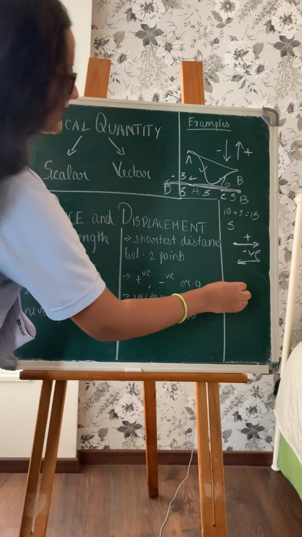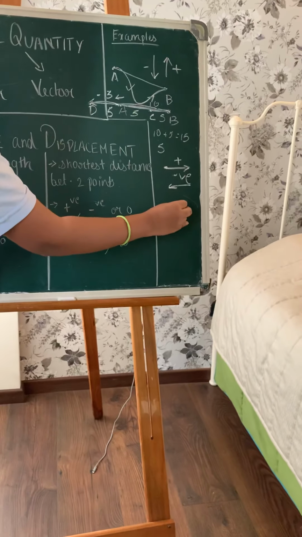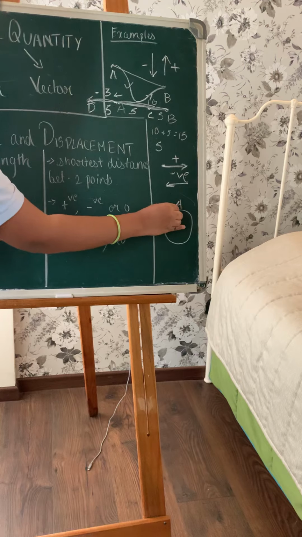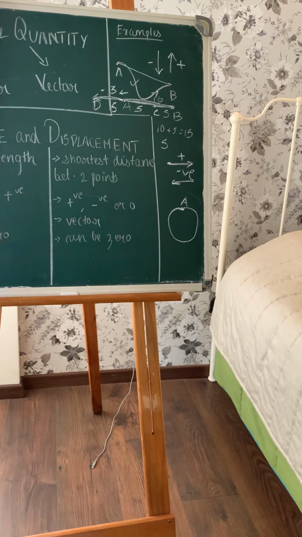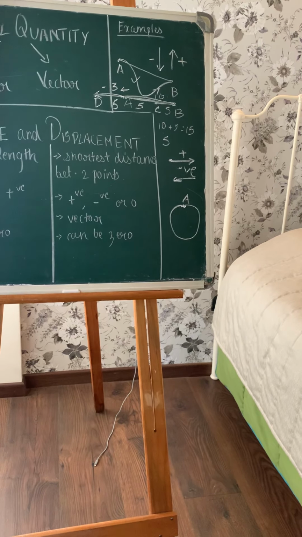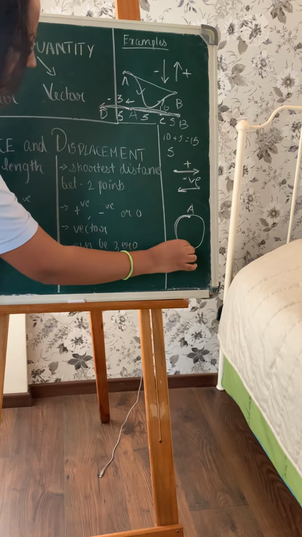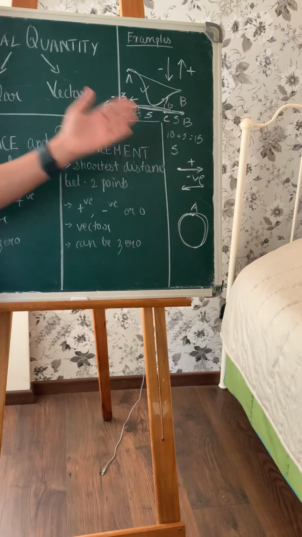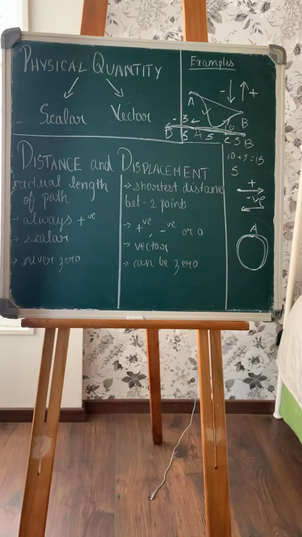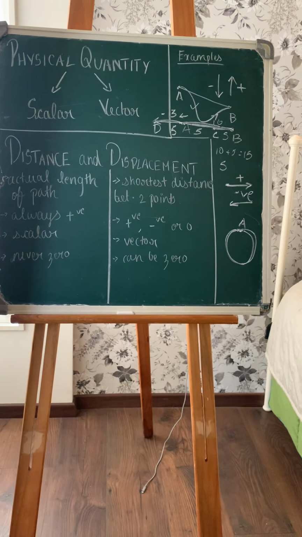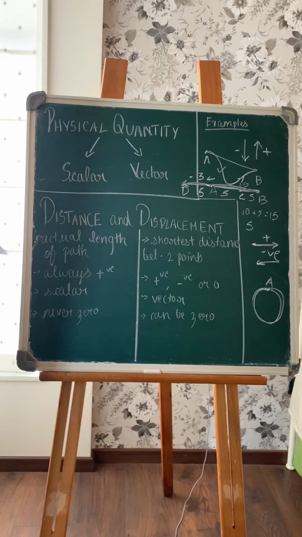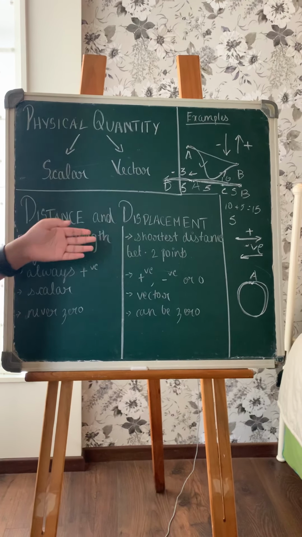Okay, let's take another example of a circle over here. The object starts from this point, travels in a circle and comes back to point A. The distance will be the circumference of that circle, but the displacement will be 0 because it goes and then it comes back to this point. The distance between point A and point A will obviously be 0, so the displacement can be 0, but the distance can never be 0. So that is what distance and displacement means, and those are some differences between distance and displacement.